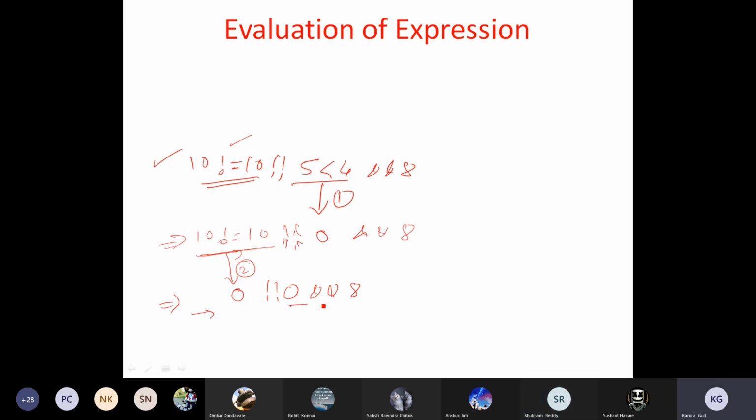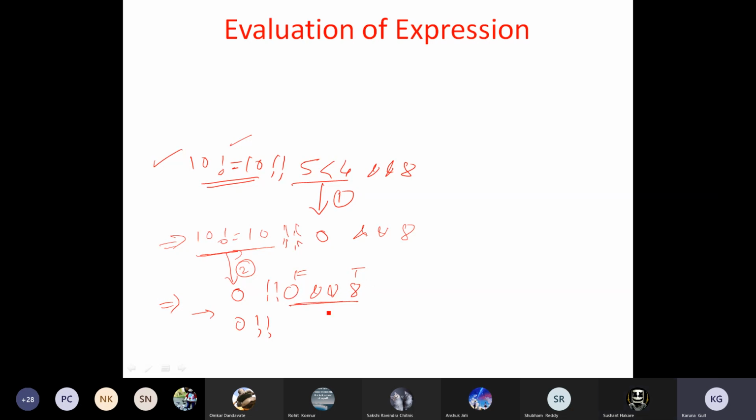Yes, ma'am. So what is the output you are expecting? I'll be keeping the other things as it is. What is the output you are expecting for this? 0 ANDed with 8. So this is false. Any value other than 0 is always considered to be a true value.